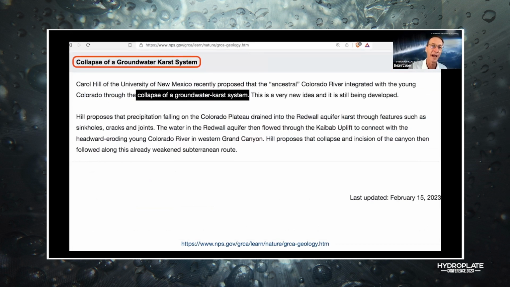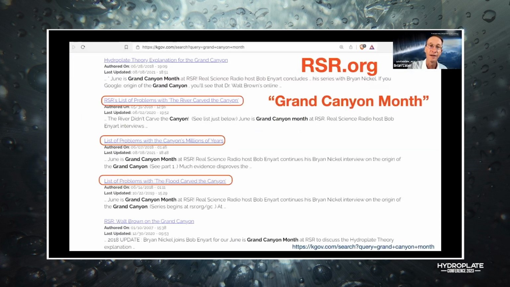And then they got the collapse of the groundwater karst system. And so that's a brand new one, or it just happened to collapse at the right places, but that still doesn't explain the inner gorge. Why did it cut into that crystalline rock instead of go wider on the sedimentary rock? So throw this one out. So they got four ideas. None of them work.